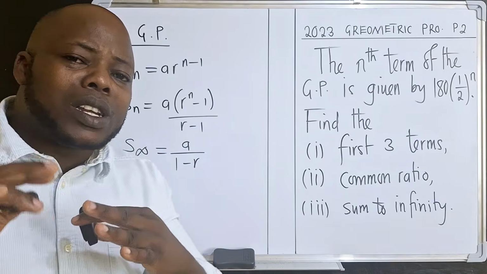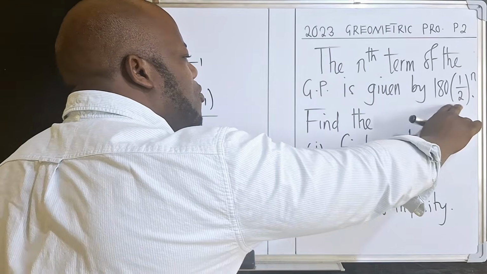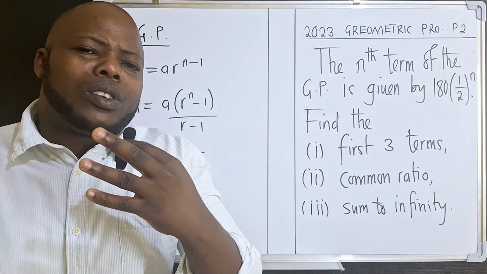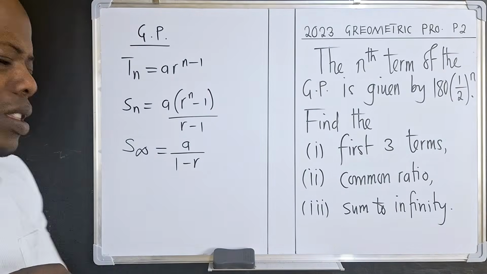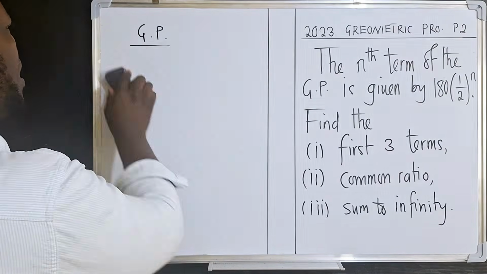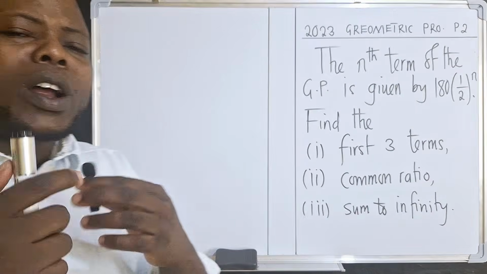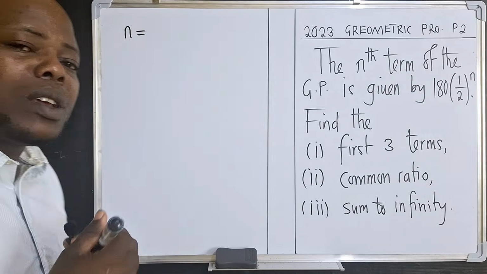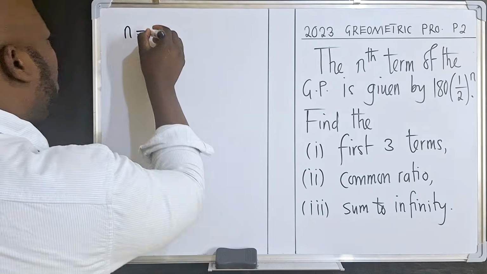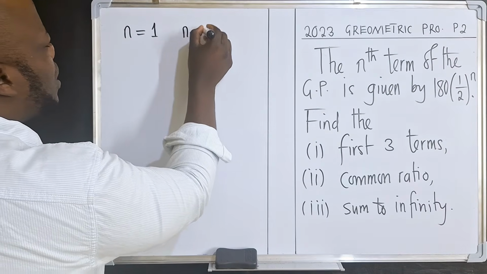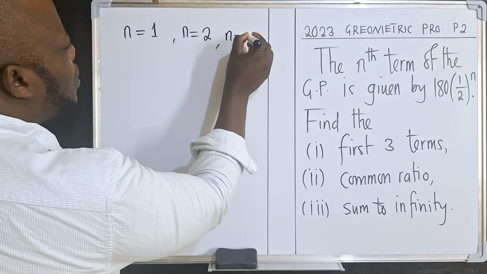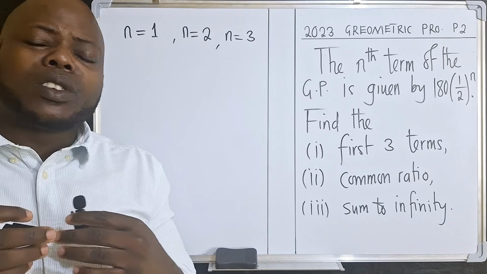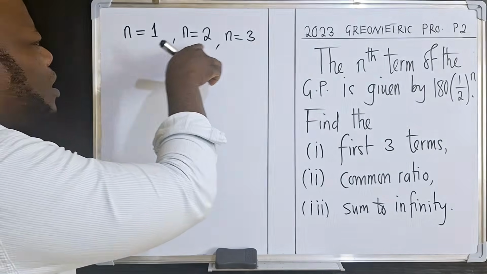Now in our situation, they've already given us a formula to use. We're not going to use any of these formulas. They have given us the formula to use, which is this one. For you to find the first term, you first need to understand the n. For the first term, n is 1. Second term, n is 2. Third term, n is 3. This is the data you need. The question wasn't that difficult because you only needed this data.